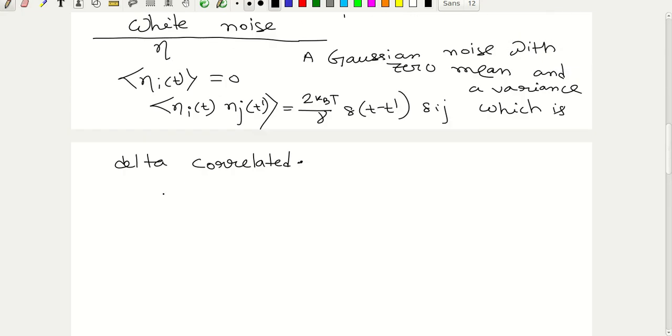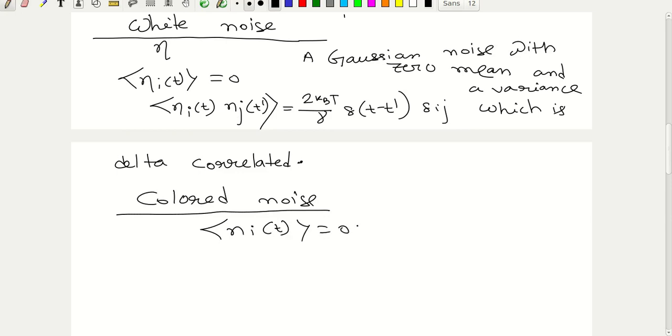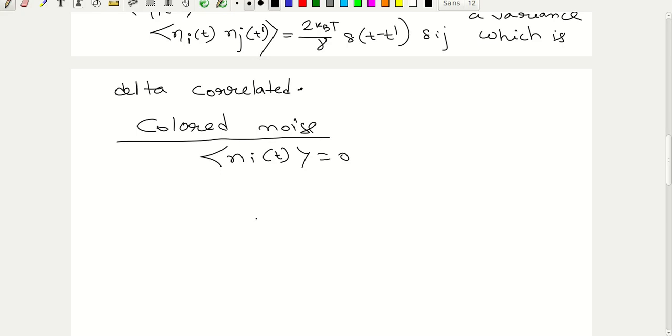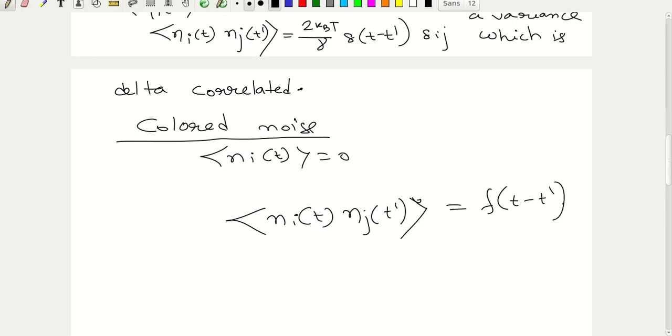But for the colored noise, what will occur? For the colored noise, your mean can still be zero, eta of t equals zero. But if you try to get the correlation function, it will not be delta correlated, but it will be a function of t minus t prime. Then it is called a colored noise.